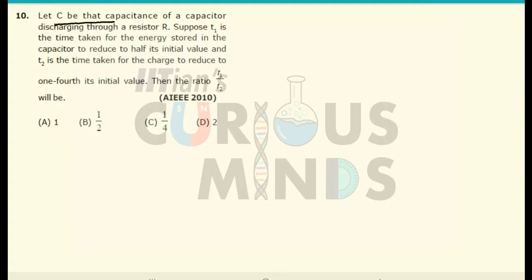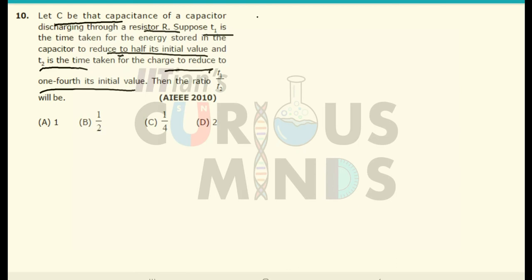Let C be the capacitance of a capacitor discharging through a resistor R. Suppose T1 is the time taken for the energy stored in the capacitor to reduce to half of its initial value, and T2 be the time taken for the charge to reduce to 1/4 of its initial value. Now both these things are different. So what is the ratio of T1 by T2?